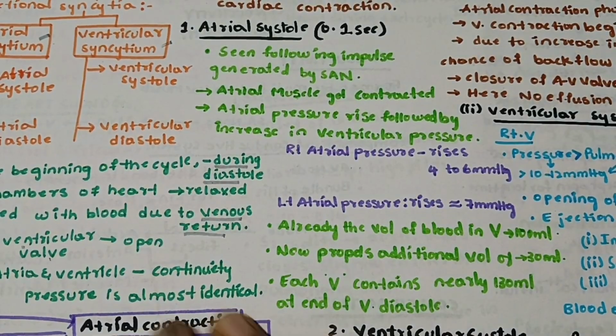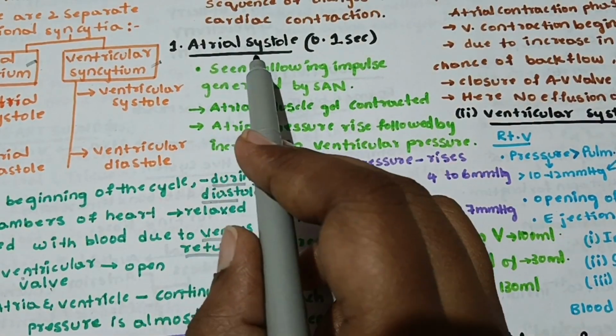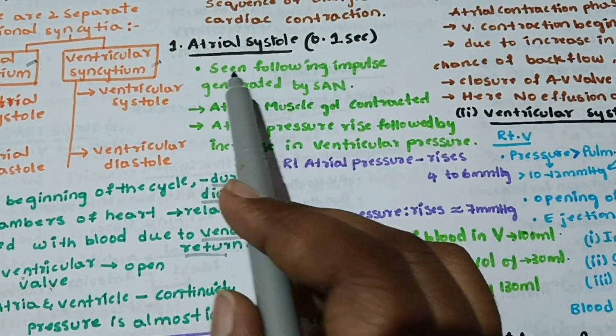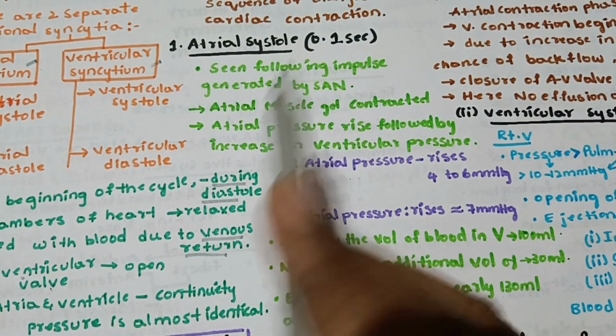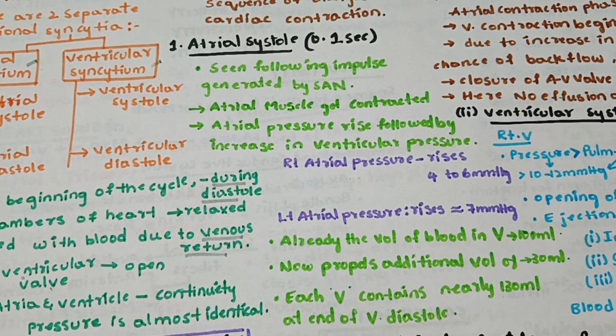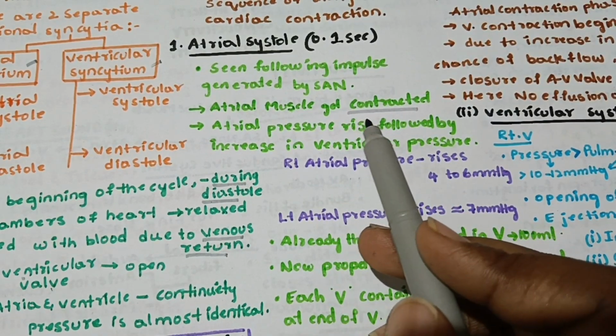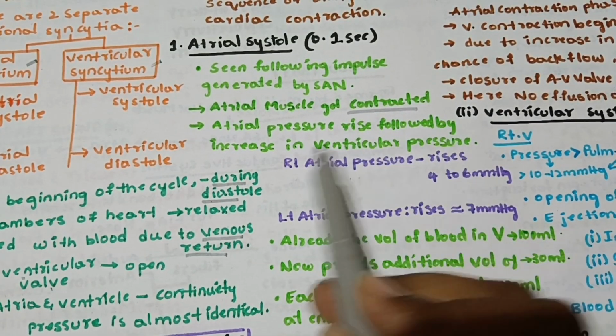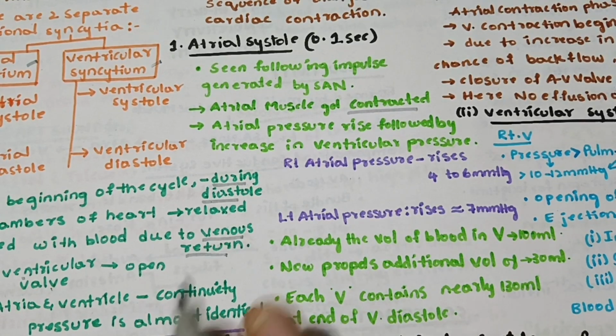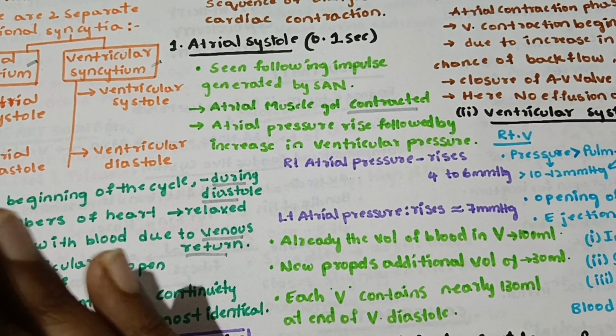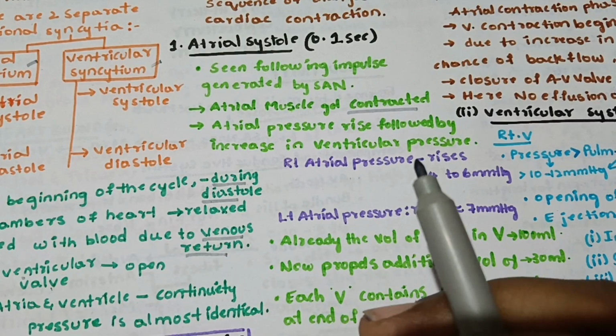So action potential is generated. After the generation of the impulse by the SA node, the atrial systole starts. The atrial muscle is contracted. Systole means nothing but contraction, right? The atrial pressure rises, followed by an increase in ventricular pressure. In the initial stage, the atria have zero pressure. Due to the venous return, the atrial pressure is increased, and due to the increased pressure, the ventricles get filled.